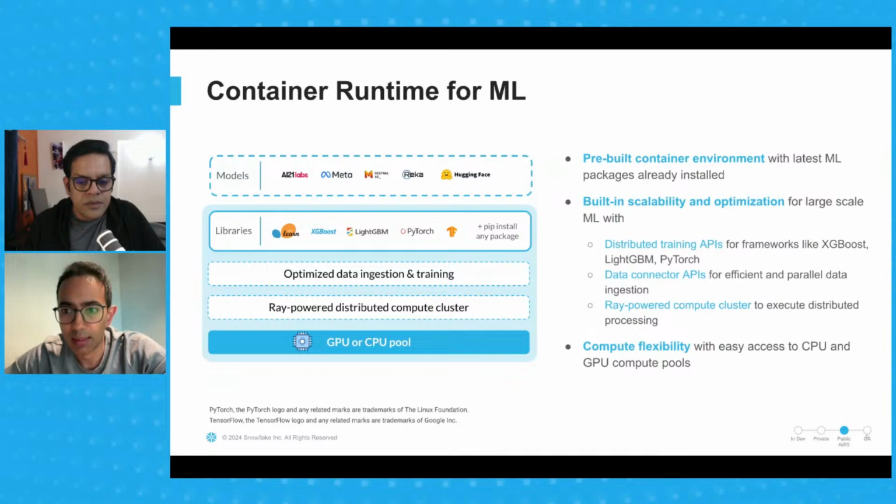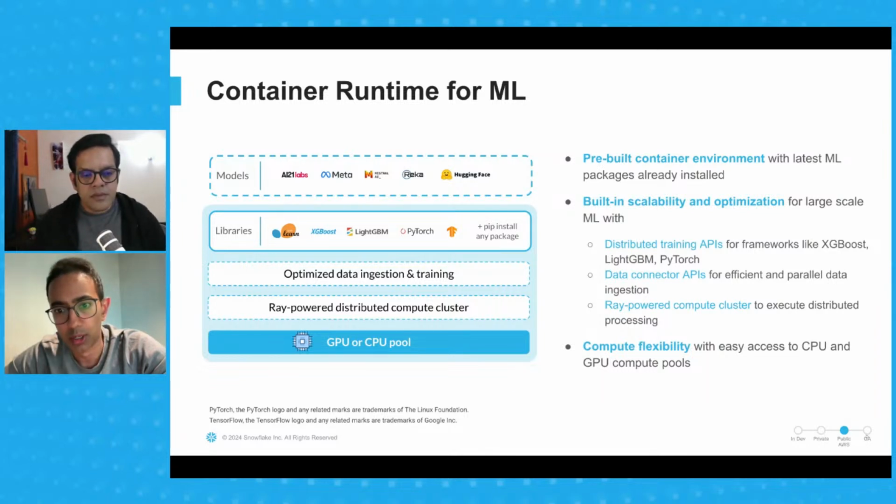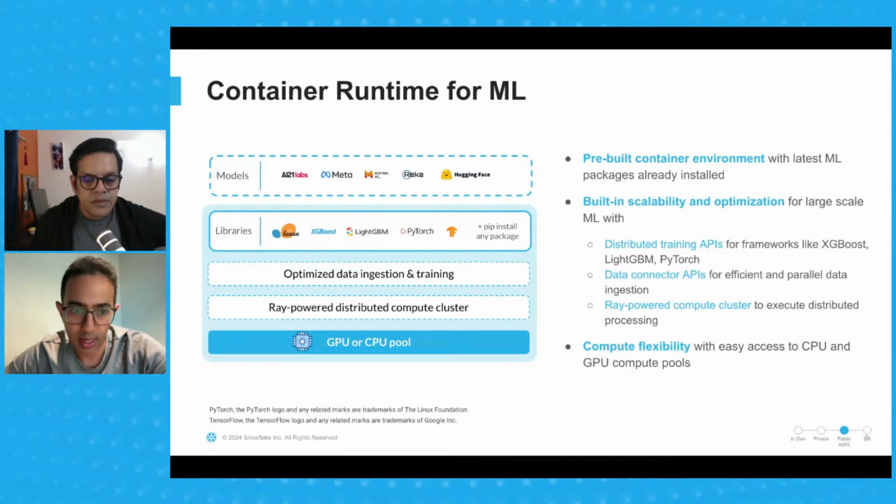With distributed training APIs, we're extending popular open source frameworks like XGBoost, LightGBM, and PyTorch. And with a simple change to the interface, you're able to distribute their workloads across multiple GPUs and, of course, also multiple CPUs. And data loading has always been a concern. So with new data connector APIs, you can easily, efficiently pull in data using a parallel data ingestion framework that is powered by a Ray cluster, which is fully managed and is abstracted away in the container runtime.